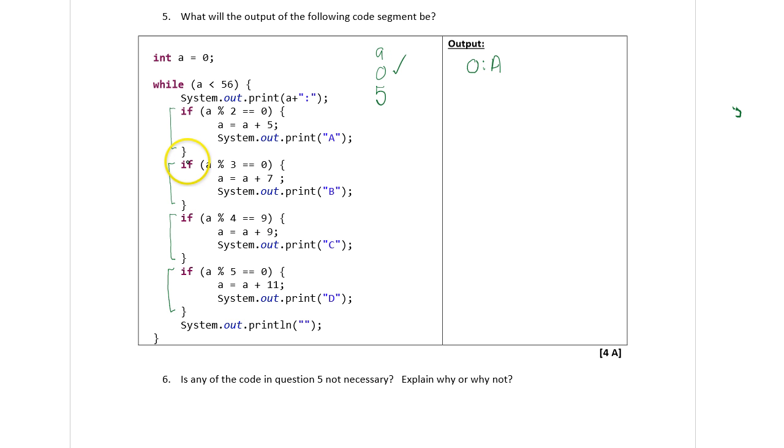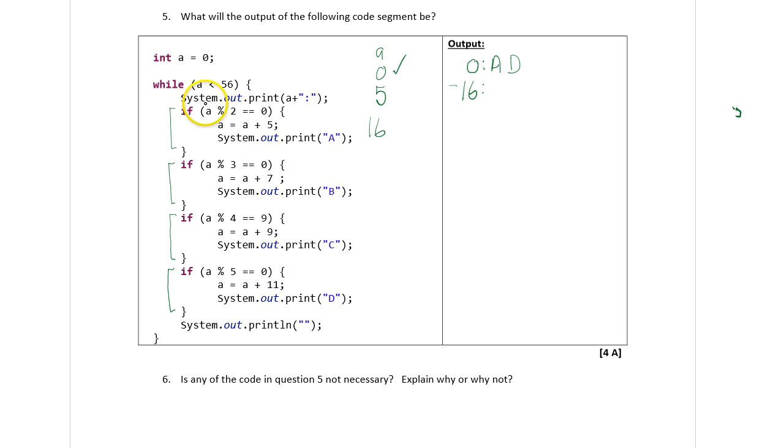Is 5 mod 3 equivalent to 0? No. Is 5 mod 4 equivalent to 9? No. Is 5 mod 5 equivalent to 0? Yes. So a becomes 16, because 5 plus 11, and we print out D. So we have AD. We print new line, so we're going to move to a new line in our output. I get to the bottom and I evaluate the condition. Is 16 less than 56? That's true, so I come back up to the top and I print out a, and a is currently 16.